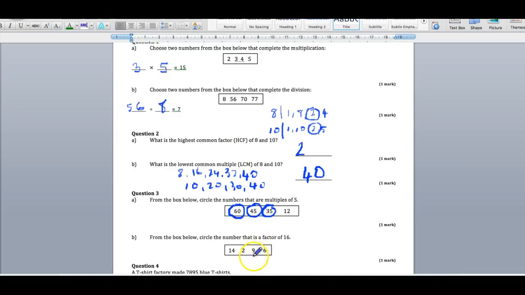Question B. We want a factor of 16, so we need one of these numbers to go into 16, and 2 is the only number that goes into 16, none of the others.